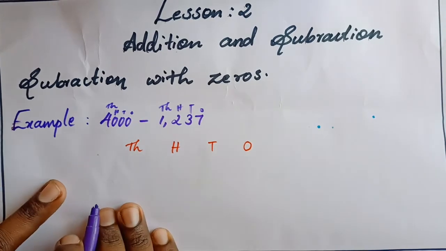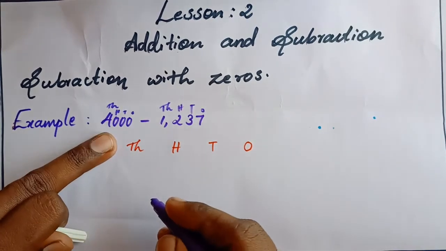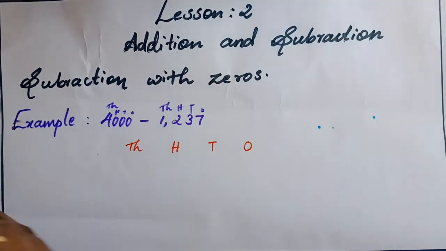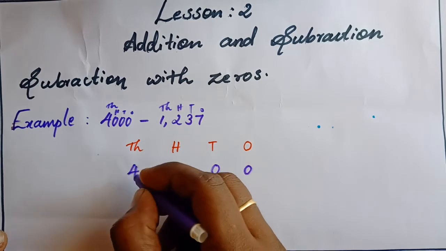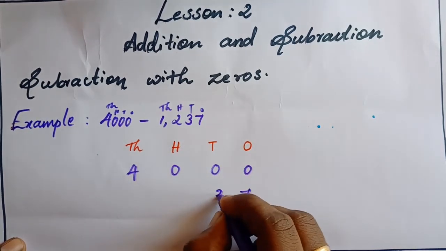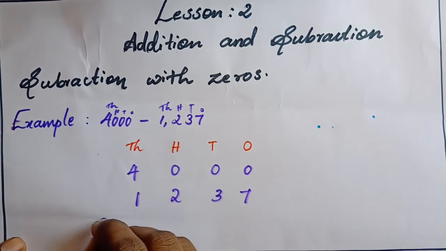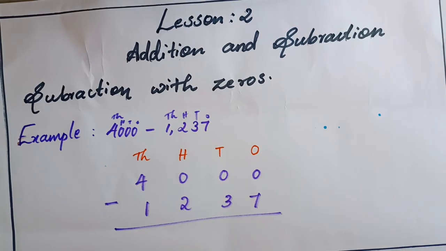Always remember, write the biggest number first, smallest number next. How to write? Write from your right to left. 0, 0, 0, 4. What's the next number? 7, 3, 2, 1. Okay, so put a subtraction symbol. Okay guys, up to this are we clear? We are just arranging the numbers according to the place values.